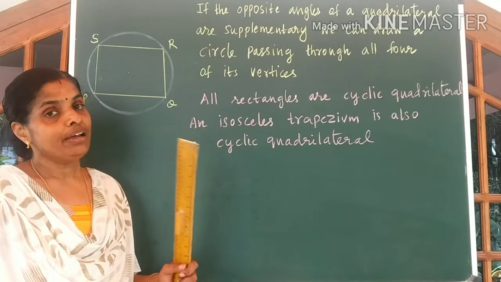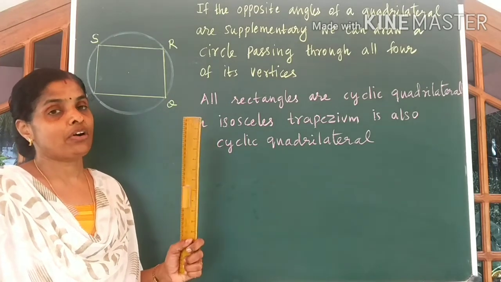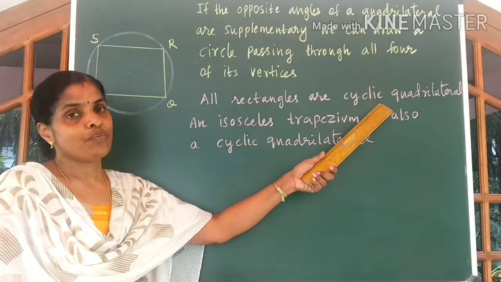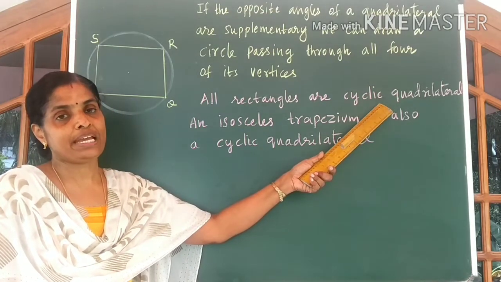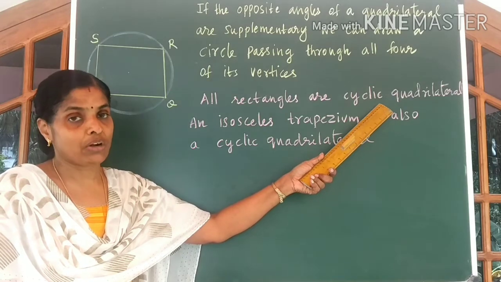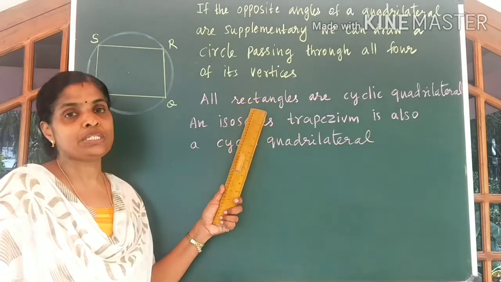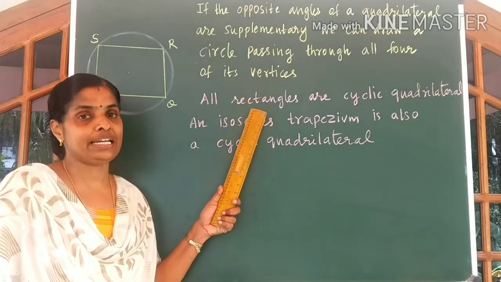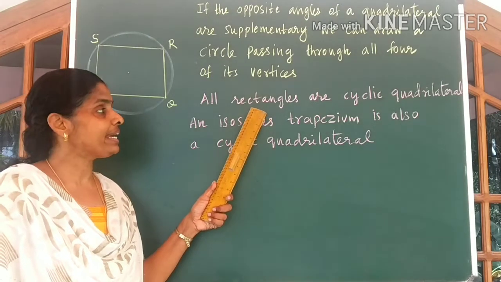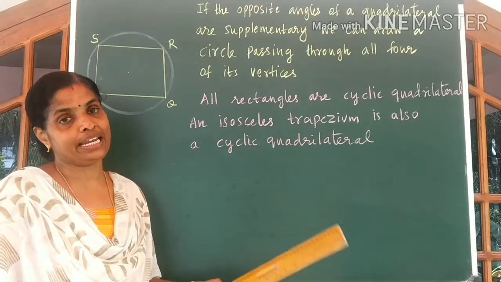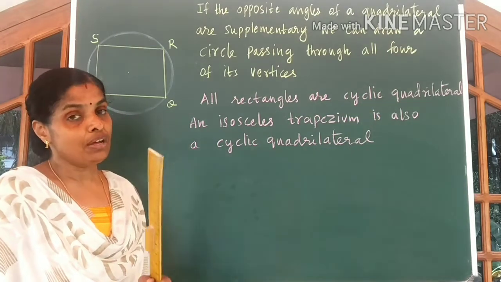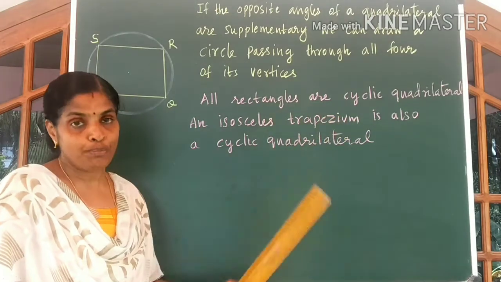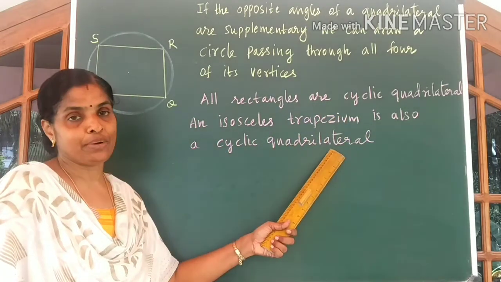Is it clear? That is, we can call a rectangle a cyclic quadrilateral. Why do you call a rectangle a cyclic quadrilateral? Because the sum of opposite angles in a rectangle is equal to 180 degrees. So we can say a rectangle is a cyclic quadrilateral. In a similar way, we can say an isosceles trapezium is also a cyclic quadrilateral.